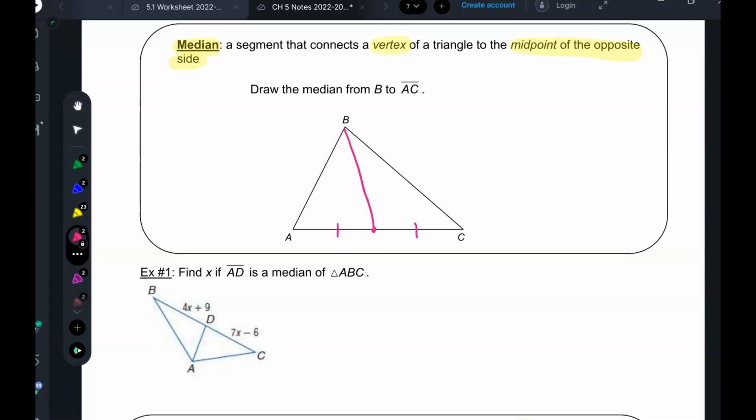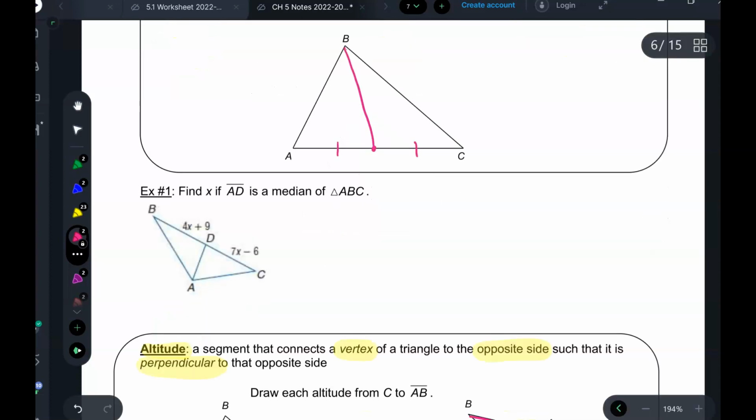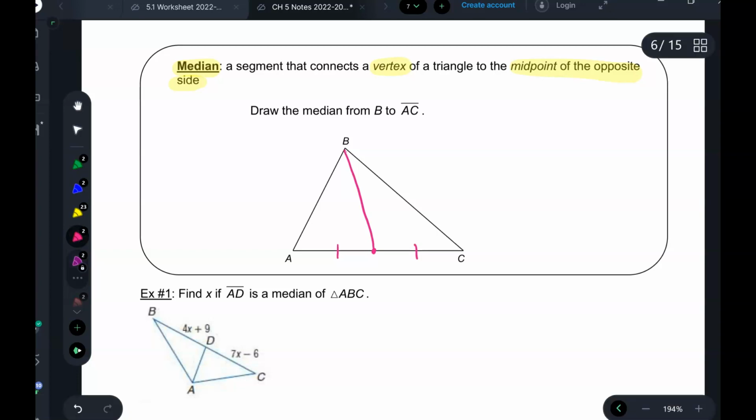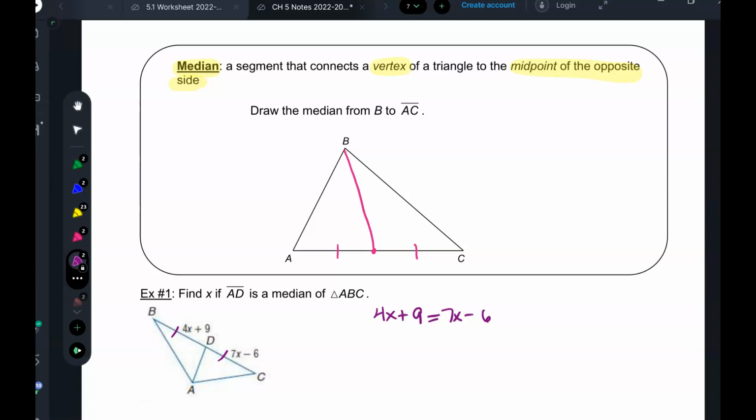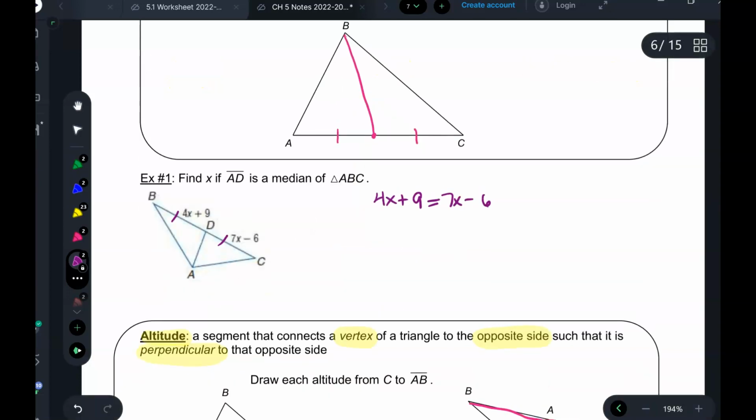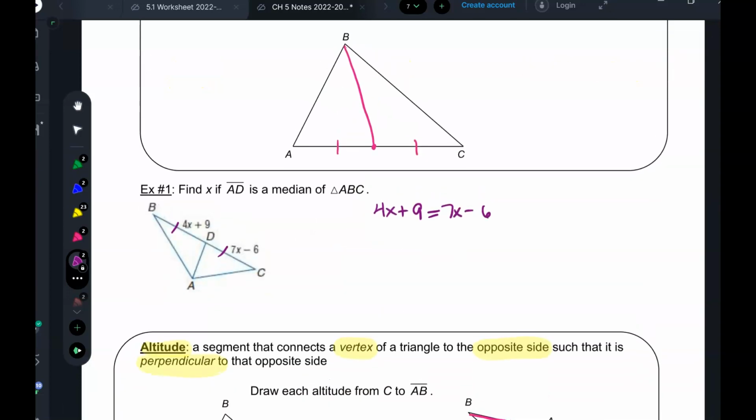Well, if AD is a median, then D has to be the midpoint, so the two sides are congruent. Yeah, these have to be congruent. So 4x plus 9. Literally with yesterday's lesson and today's lesson, you're either making things equal to each other or equal to 90. Those are your only options, right? So what do we get here? x equals 5, good.